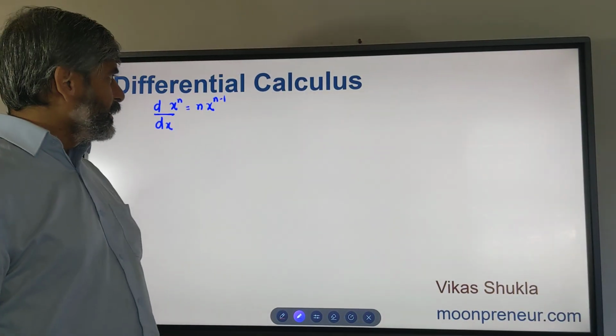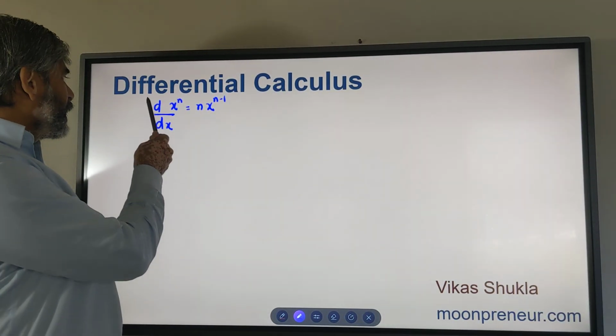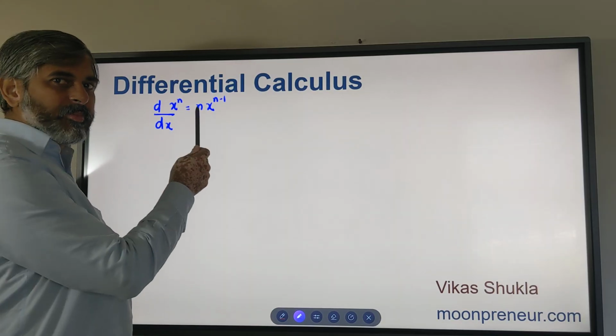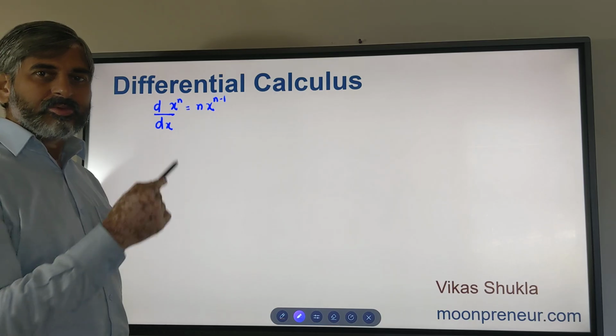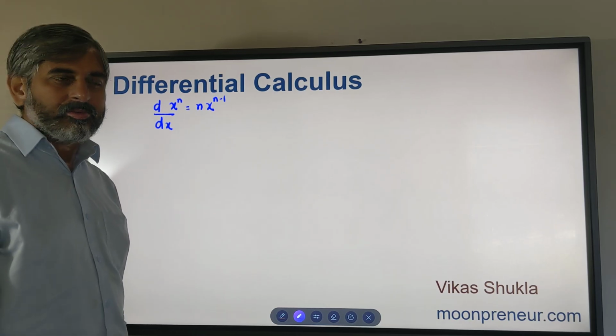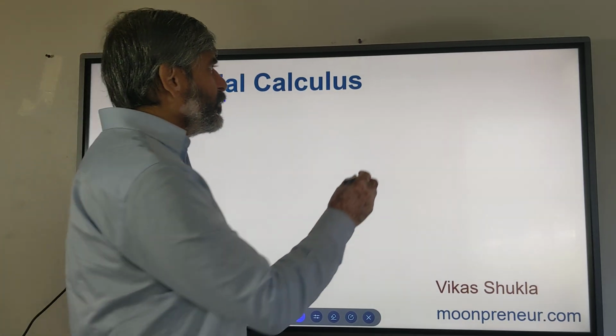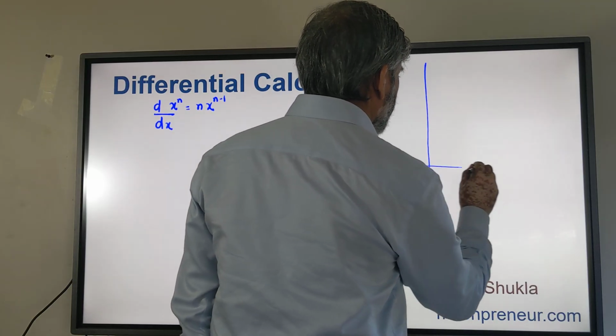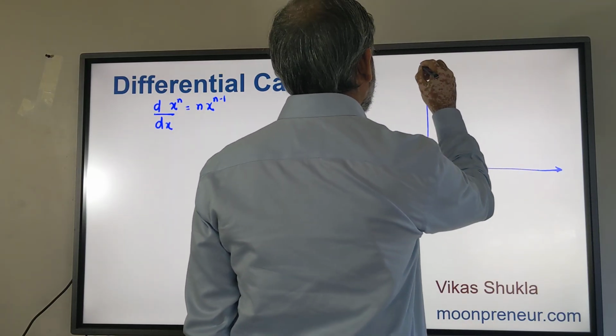In this video, we are going to take a look at how we arrive at this result: the differential coefficient of x to the power n is n x to the power of n minus 1. Let's see how this graph looks when we plot it on the xy curve.